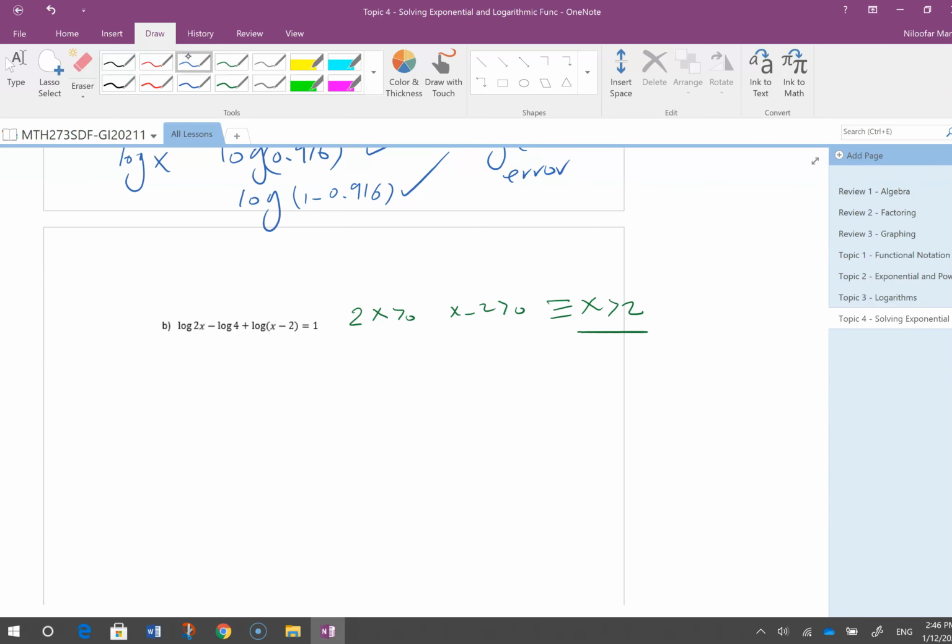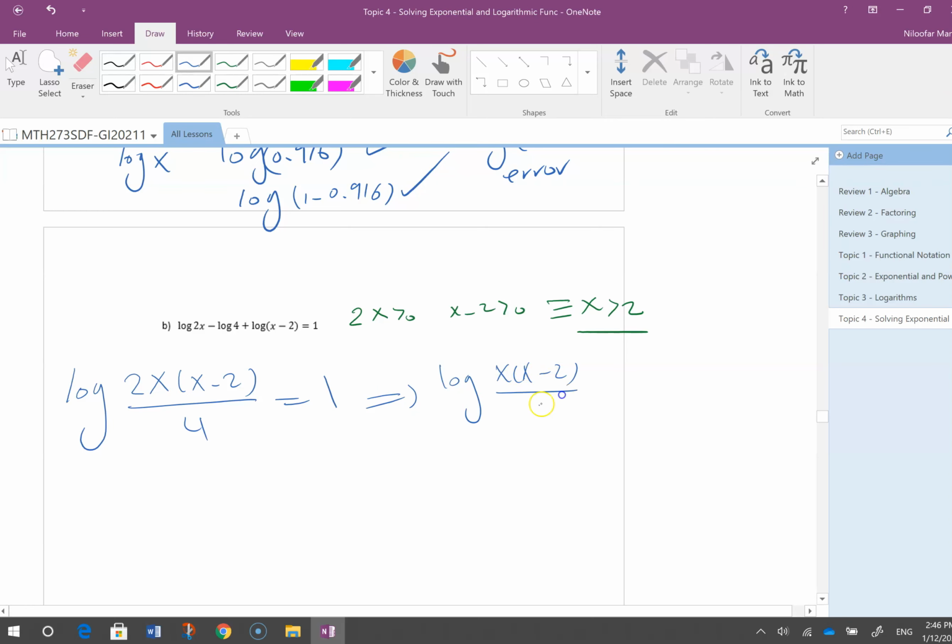So combine them to one log. All log one side and combine to one log. Logarithm of 2x times x minus 2, because it's addition, divided by 4 equal 1. Perfect, now I am in the situation. So I simplify: logarithm of x times x minus 2 divided by 2 equal 1.